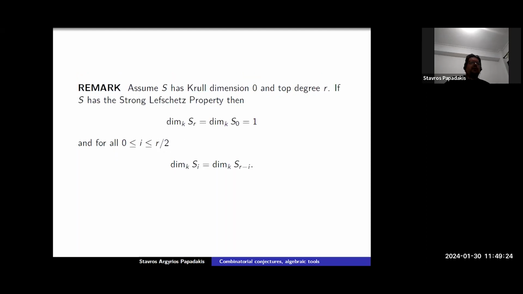To go back to more elementary things, it is clear from the definition of the strong Lefschetz property that the dimension should be symmetric with respect to the middle, which means that if S has the strong Lefschetz property, then the dimension of S_i is equal to the dimension of S_{r-i}.